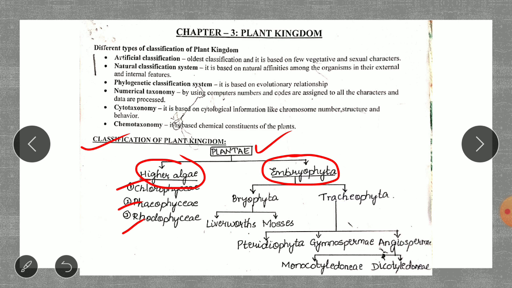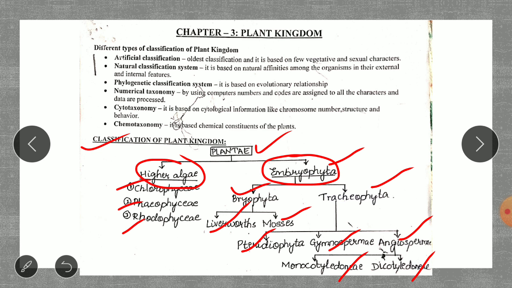Then coming to the second part, that is the embryophyta. Embryophyta group is further divided into bryophyta and tracheophyta. Bryophyta again is subdivided into liverworts and mosses, whereas tracheophyta again has three subgroups: pteridophyta, gymnospermae, and angiospermae. Angiospermae is of two classes, monocotyledonate and dicotyledonate. In this manner, the classification of the kingdom Plantae was given.